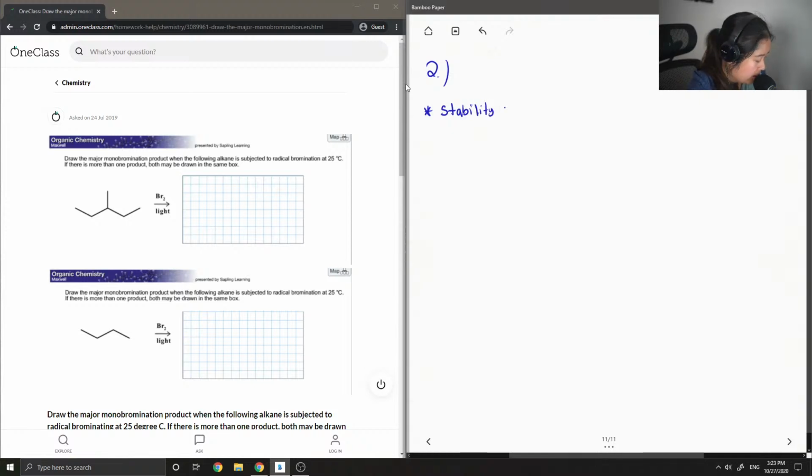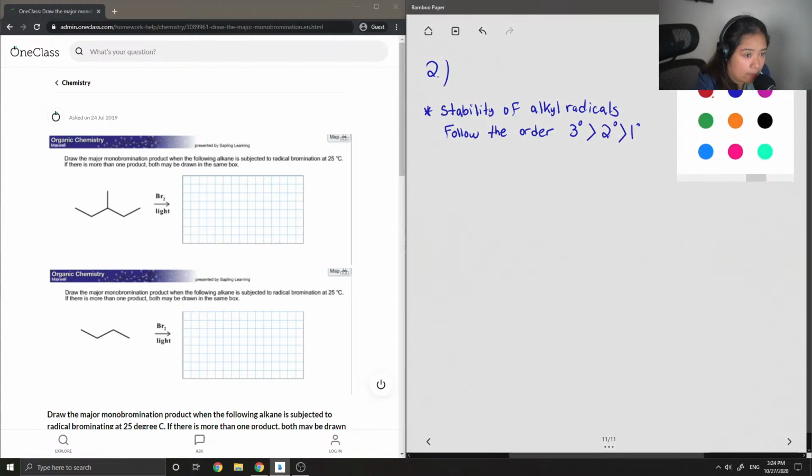Basically the stability of alkyl radicals depends on how many carbons are attached to the carbon that contains the radical. They follow the order: when you have a 3-degree carbon, it's going to be the most stable. That's when the carbon that has the radical is attached to 3 other carbons. So 3 degree is greater than 2 degree, which is greater than 1 degree.